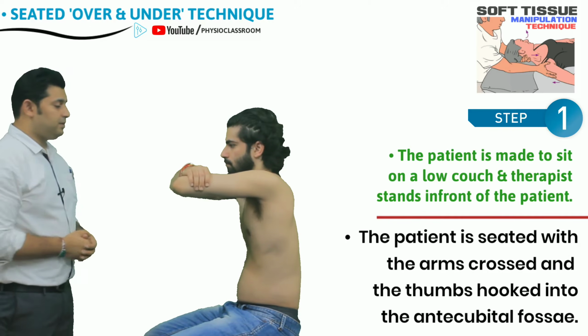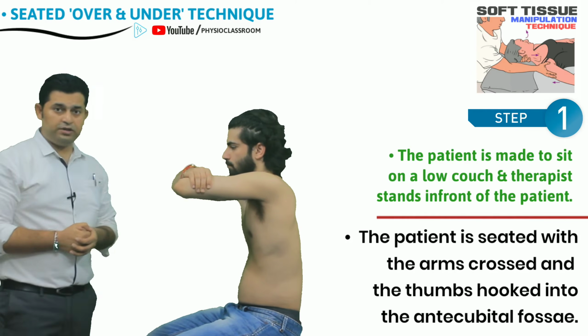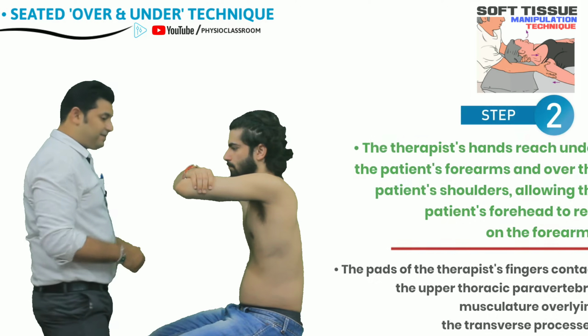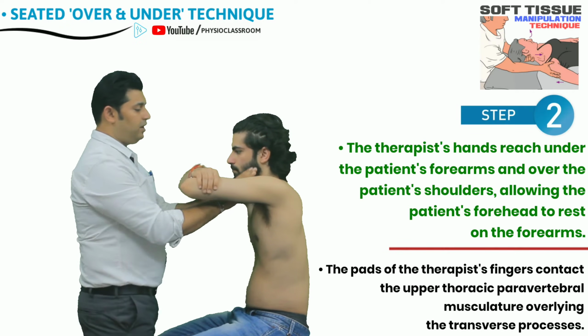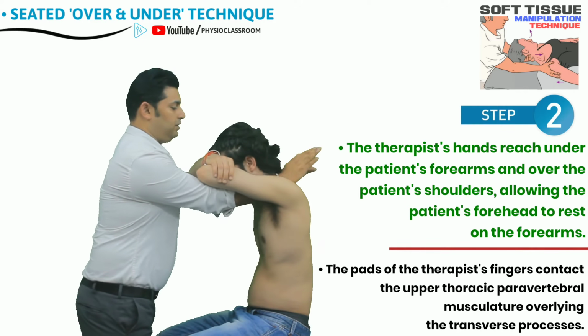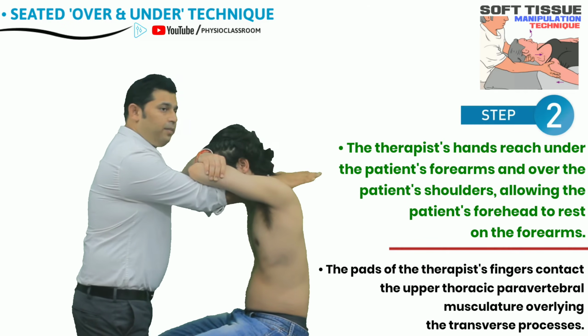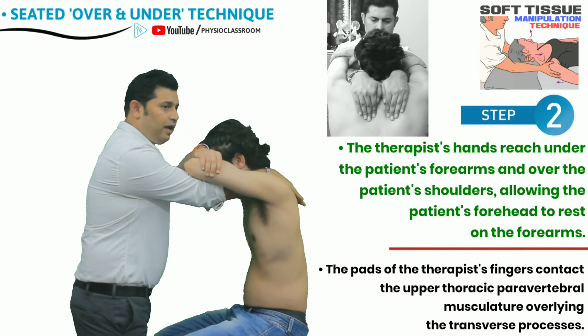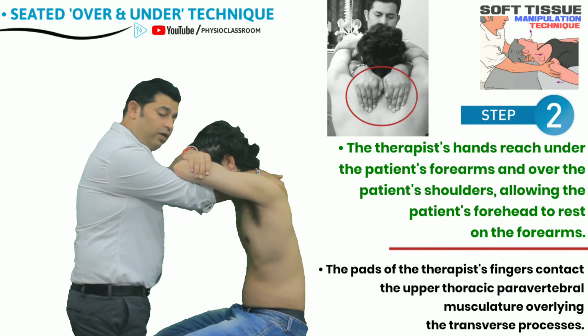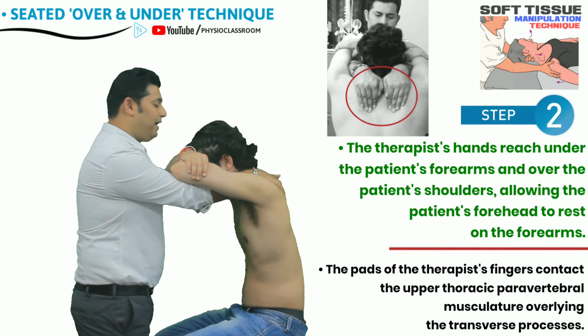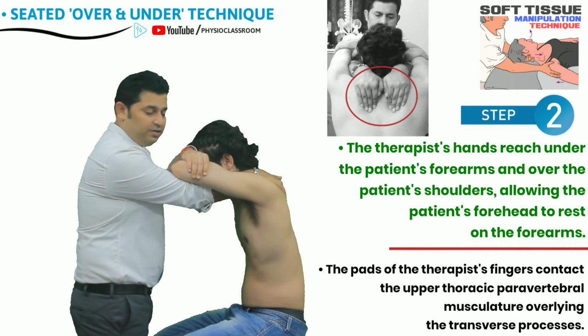Now once the therapist makes the patient assume this position, the therapist next stands in the step standing position and then reaches under the arm of the patient and then over the shoulders. The therapist next places the finger pads of both the hands beside the spinous process so that it is covering the soft tissues overlying the transverse process region.